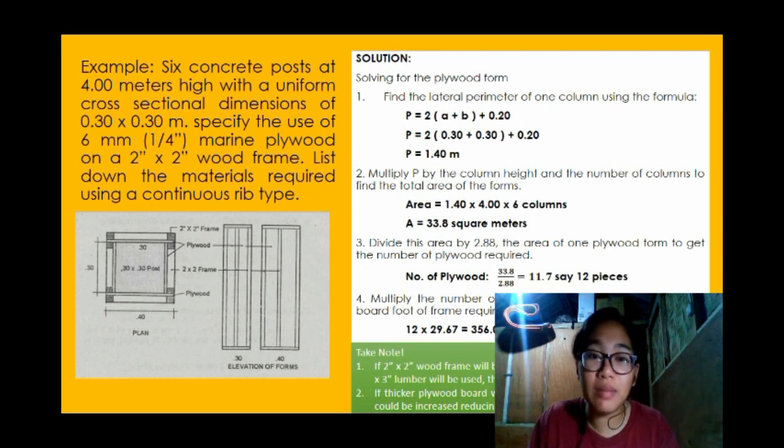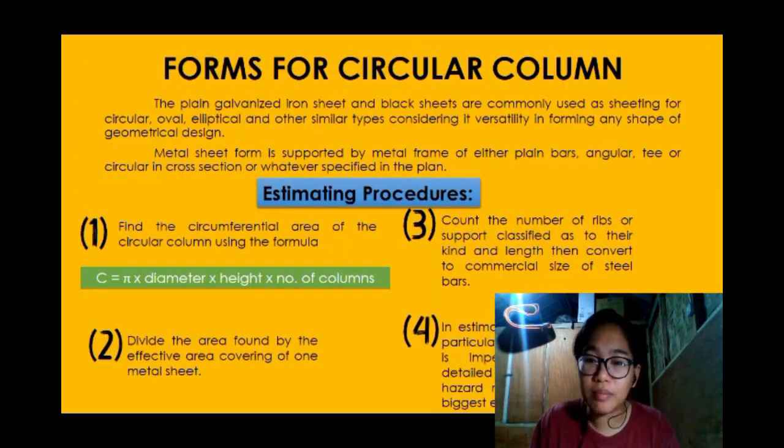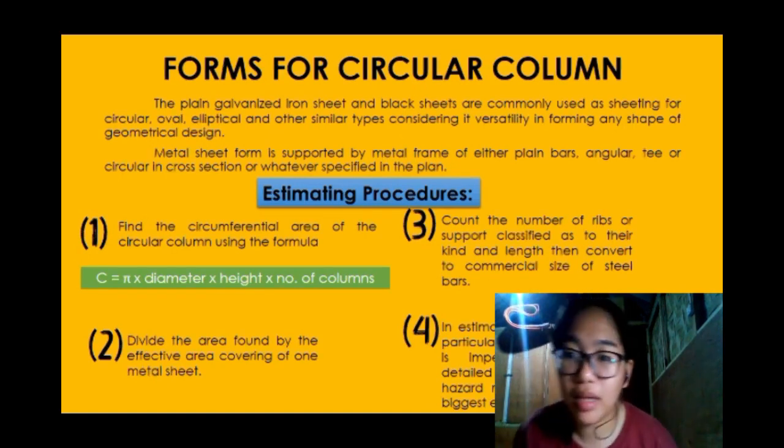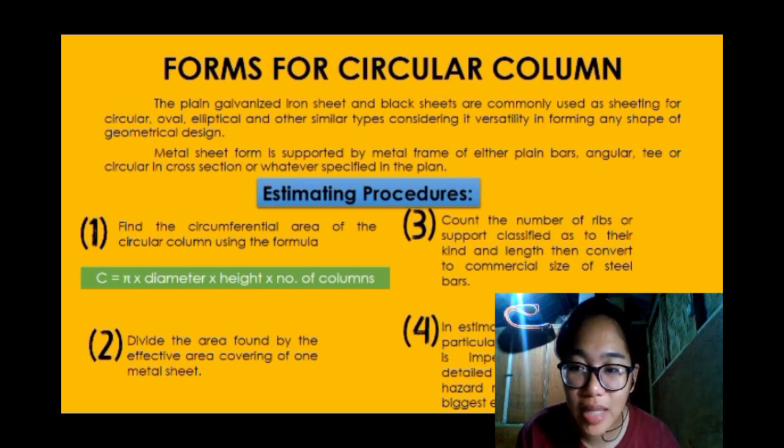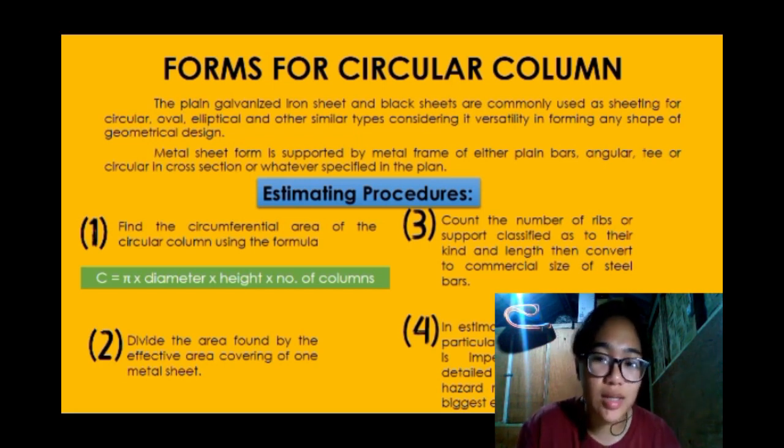So, dili magid malikayat nga we would aim nga dili lang rectangular or square ato ang column to give an aesthetic look sa ato ang building. So, nagi circular columns. So, si circular columns, plain galvanized iron sheet and black sheets are commonly used as sheeting for circular, oval, elliptical, and other circular types, considering its versatility in forming any shape of geometrical design.